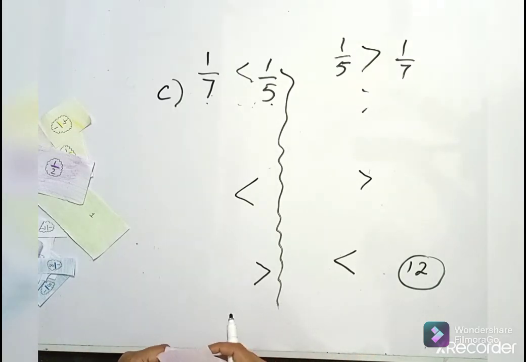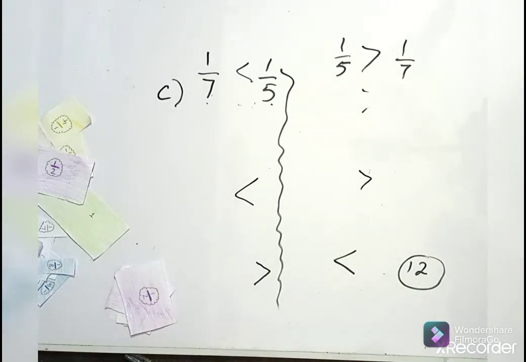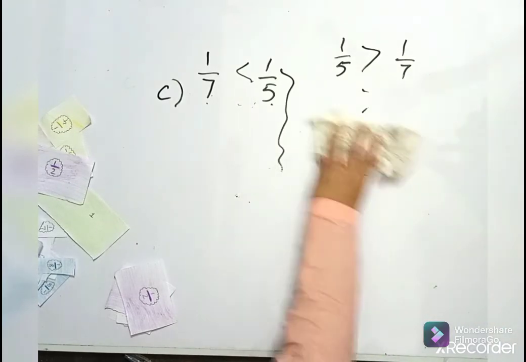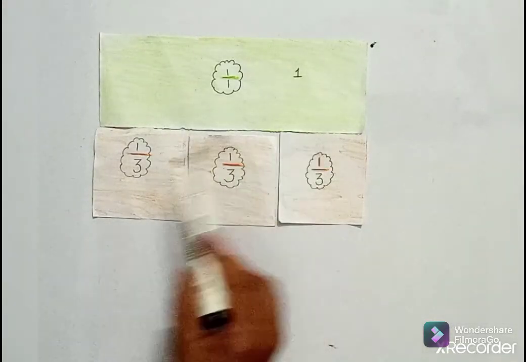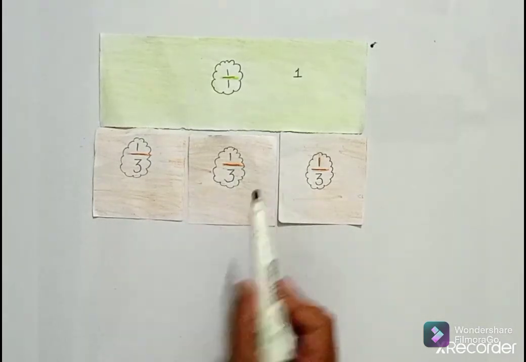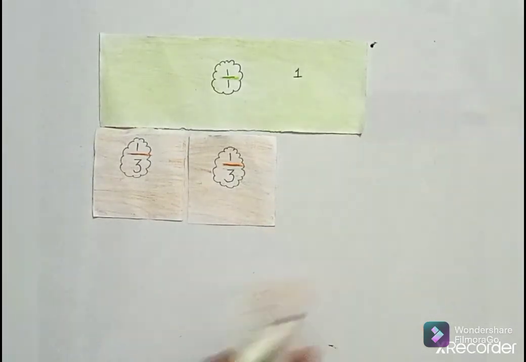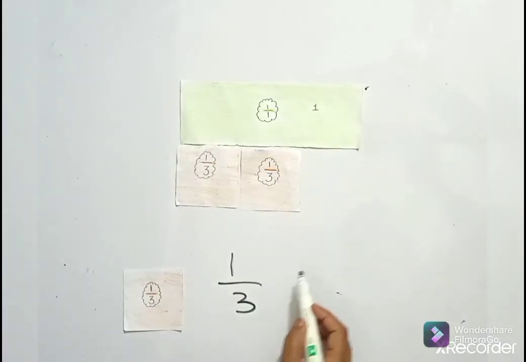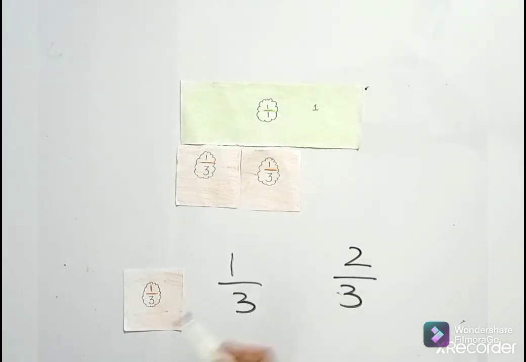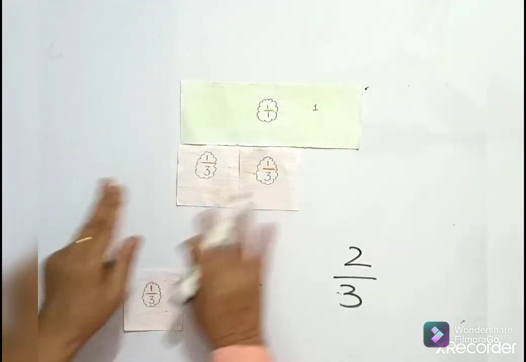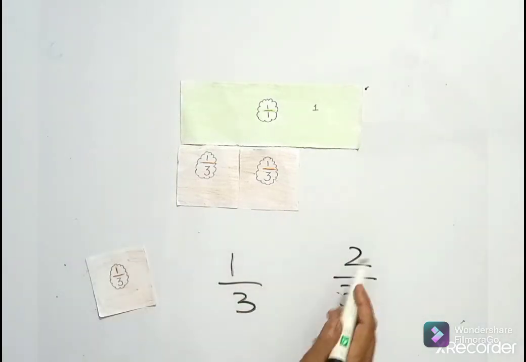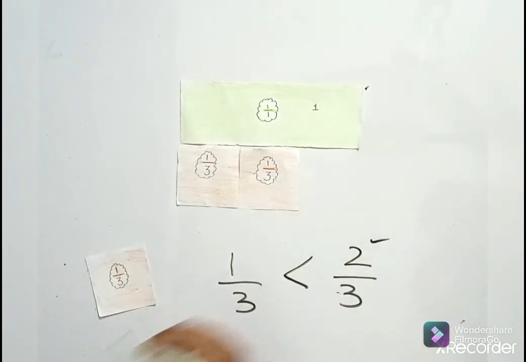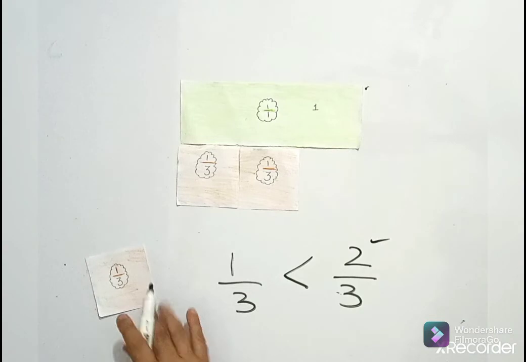Okay, what happens if I take one fraction like this? Now this is a whole and the next is divided into three equal parts. If I take 1/3, how many are left? 2/3. Now which is greater, 1/3 or 2/3? Very good. 2/3 is bigger because I have chosen two parts. 2/3 is bigger and 1/3 is smaller.